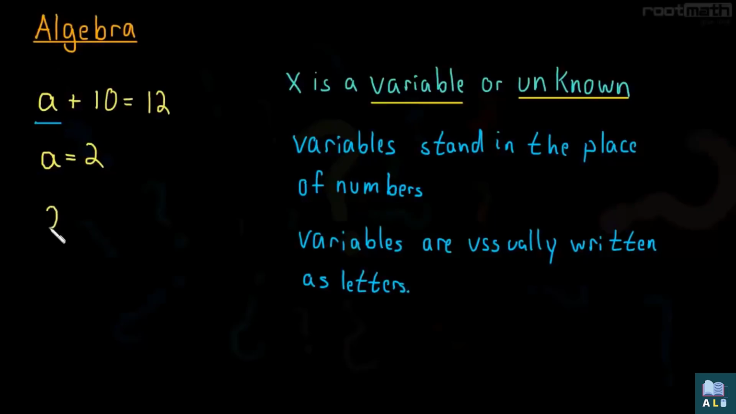And if you really want to see that, we can write this out. 2 plus 10 certainly equals 12. So we can see that a really was just standing in the place of 2. And that's the beginning of algebra. Instead of working with just numbers, we start working with variables, and that's a very powerful tool.